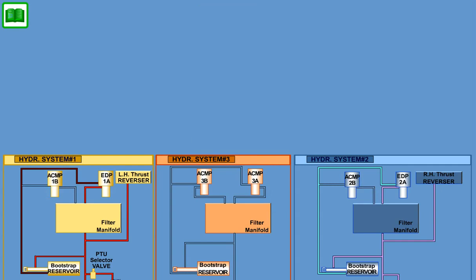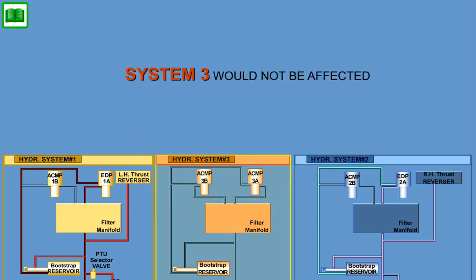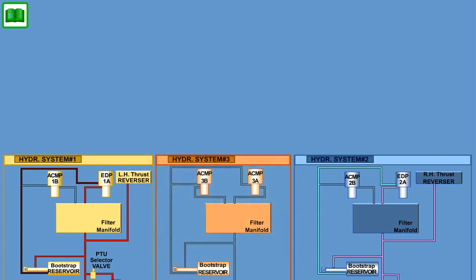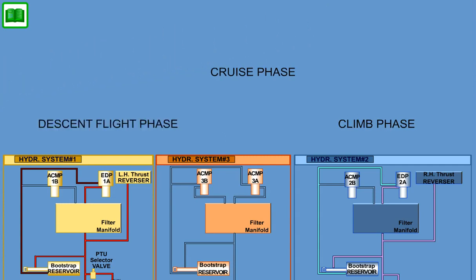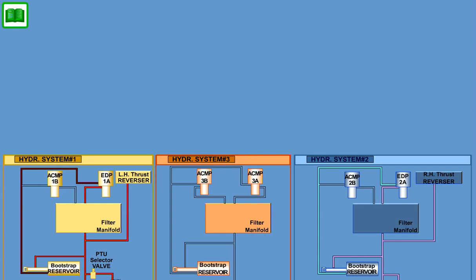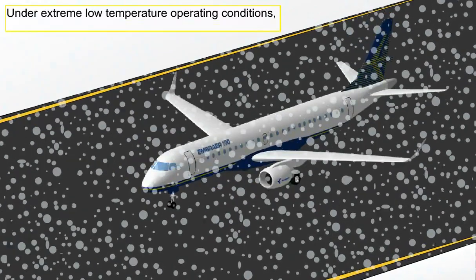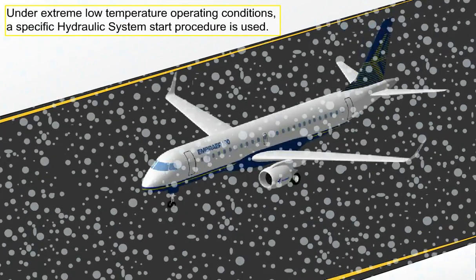The System 3 backup pump, ACMP 3B, is not switched on during this phase as there are no high flow demands on System 3 and because ACMP 3A is on the AC Essential bus. System 3 would not be affected by the loss of an engine. During the climb, cruise, and descent flight phases, the hydraulic system uses only the primary pumps to provide the power required by the flight controls. Under extreme low temperature operating conditions, a specific hydraulic system start procedure is used.